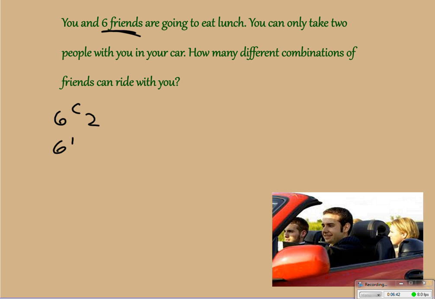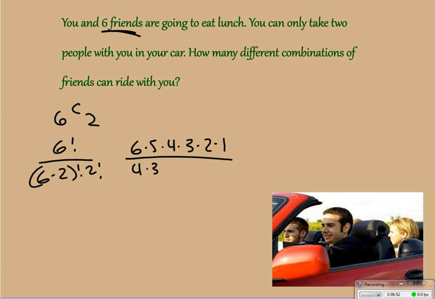So it's going to be 6 factorial over 6 minus 2 factorial, 2 factorial. So 6, 5, 4, 3, 2, 1 over 4, 3, 2, 1 times 2, 1. So 4, 3, 2, 1 cancels. This 2 and this 6 can become 3 over 1. So that's just going to be 15 different ways.